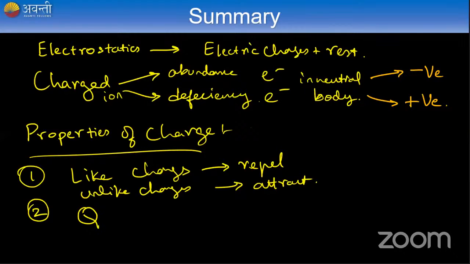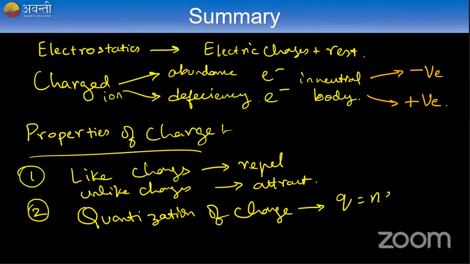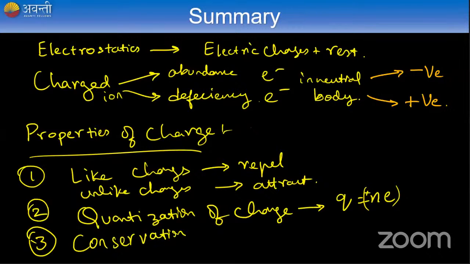So we had the second property as quantization of charge. Whenever we transfer a charge, it's always Q equals n times e, plus or minus ne. It's always transferred as a multiple of an integer. Then the third property we had was conservation of charge, right? Charge can neither be created nor destroyed, but can be transferred from one body to another body.